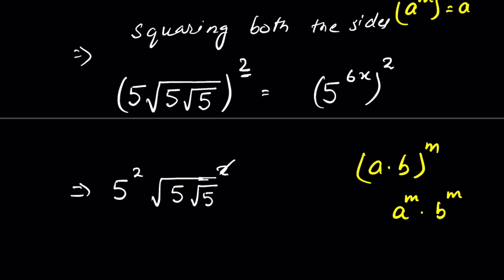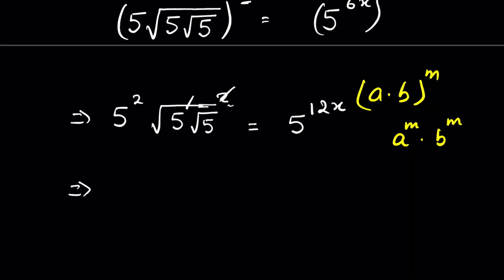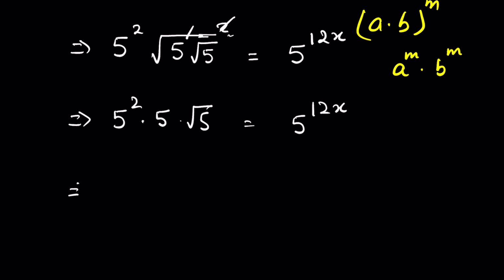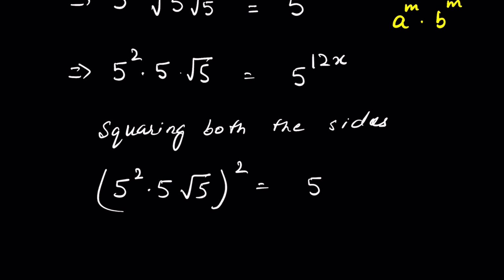Now this square removes this square root, and this will not have any impact on the radicals inside the square root. This side also 5 raised to the power of 12x. Now 5 raised to the power 2 times 5 times square root of 5 is equal to 5 raised to the power of 12x. Again, we square both the sides. So 5 square times 5 then square root of 5 whole square is equal to 5 raised to the power of 12x whole raised to the power of 2.